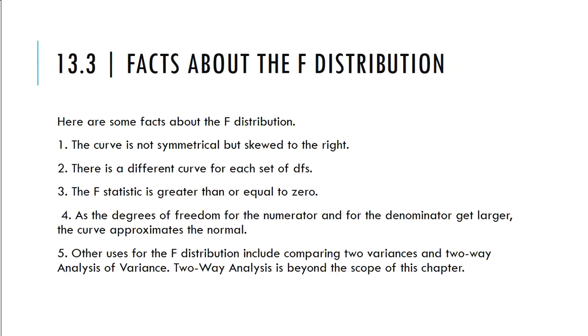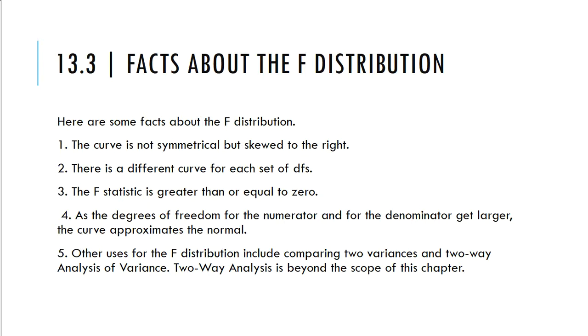Okay, so let's keep going on. So 13.3 is facts about the F distribution. So here's some facts about it. The curve is not symmetric, but it's skewed to the right. There are different curves for each set of degrees of freedom. The F statistic is greater than or equal to 0.